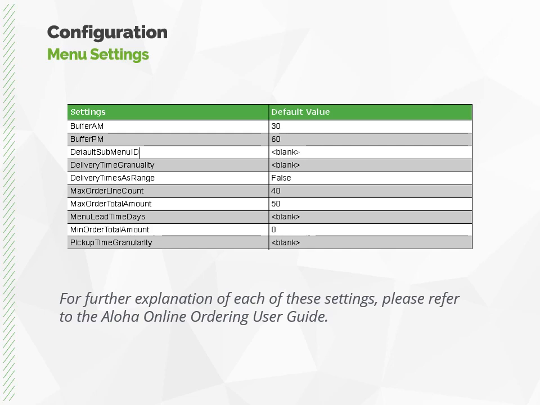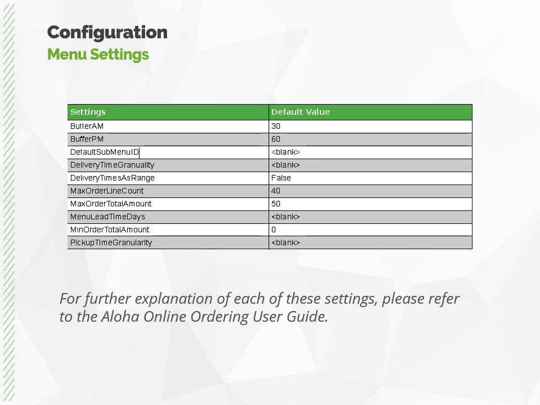Menu settings allow you to override a select number of company and site settings for one or more menus. The settings you can override are shown in this chart along with the default values for their setting. For further explanation of each of these settings, please refer to the Aloha Online Ordering User Guide. For the purpose of this demonstration, let's examine Menu Lead Time Days.